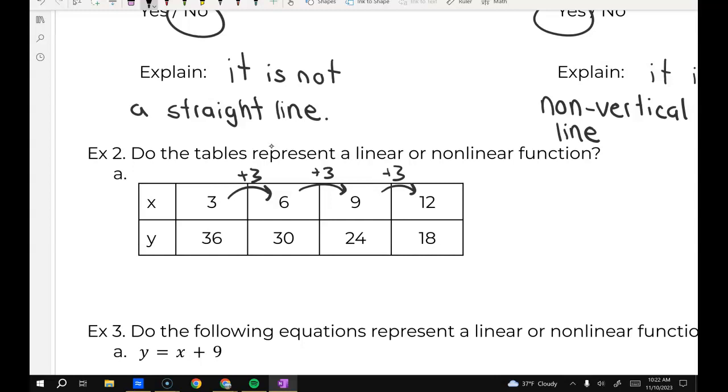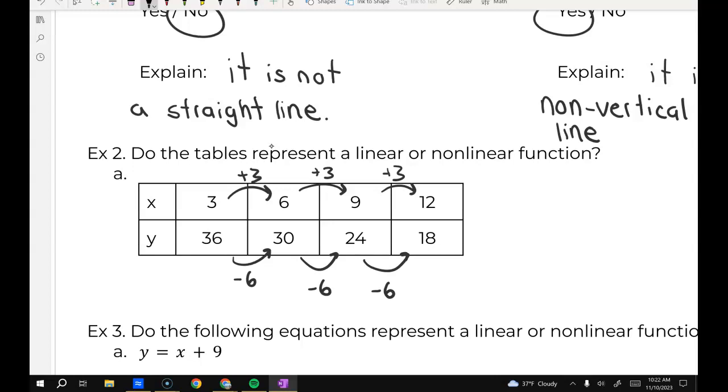With my y values, is there a pattern? You can just nod your head or shake your head so I know you're there. Yes. The pattern, we're going down this time, going down by 6 each time. So we're decreasing by 6, decreasing by 6, and decreasing by 6. So again, that's constant as well, going down by the same amount each time.